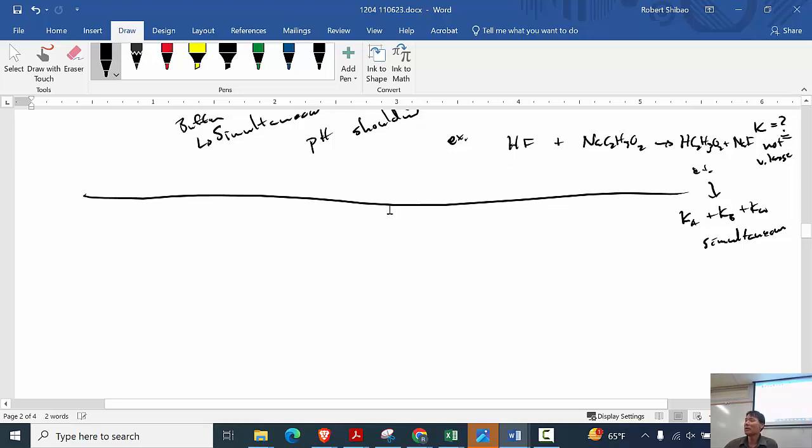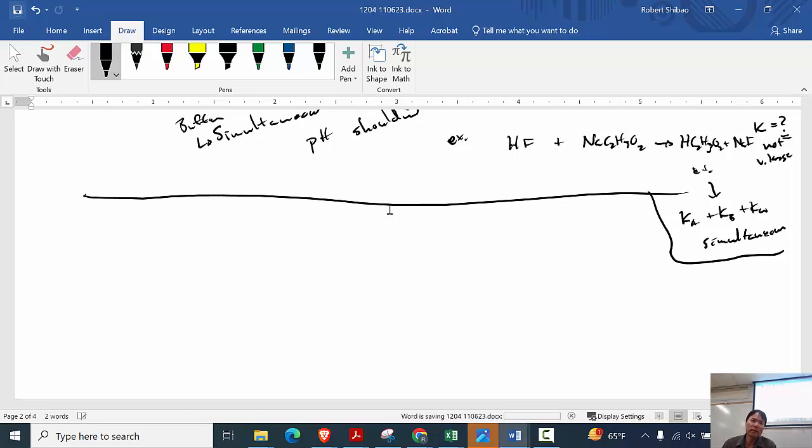What happens if you have a simultaneous with 3 equilibria? Is it equally as bad or worse? What do you think? Worse. It's going to be worse. And pretty soon you go, wow, this is not very good. We need not to have this headache.